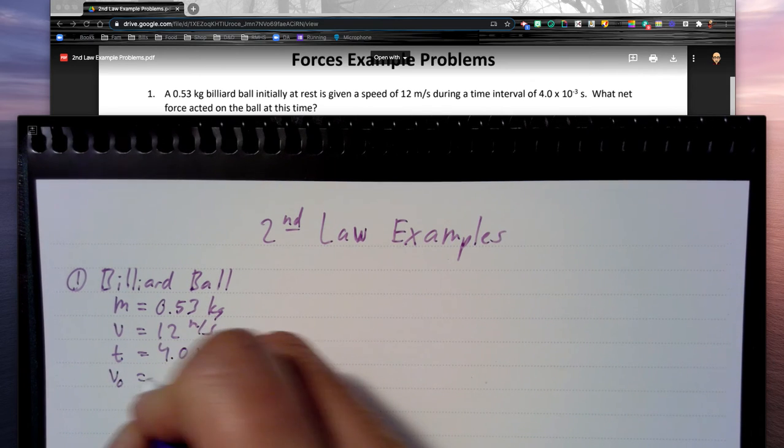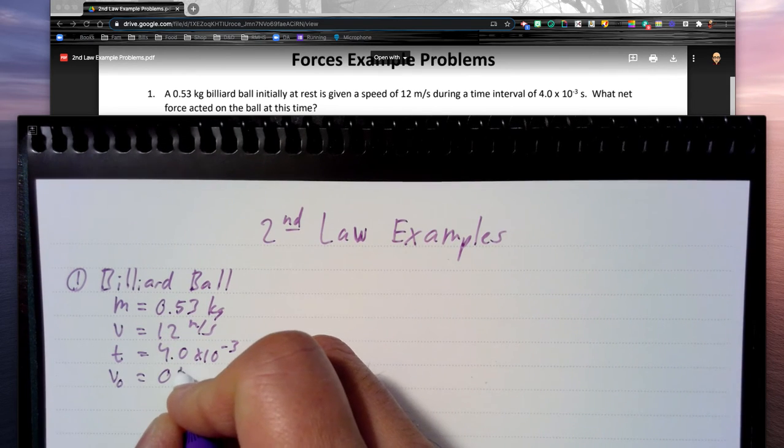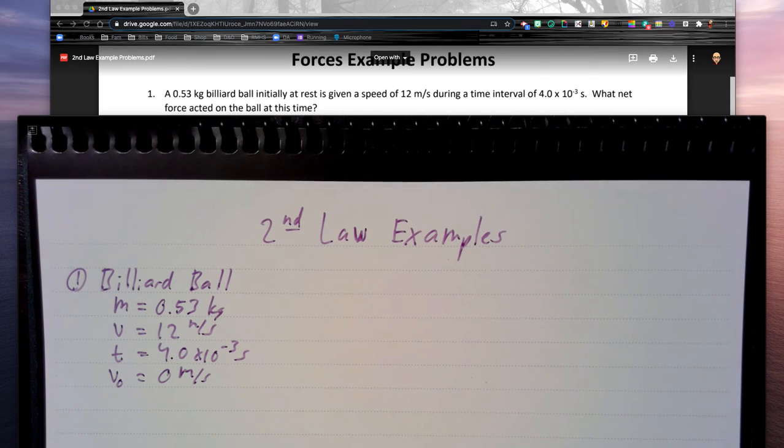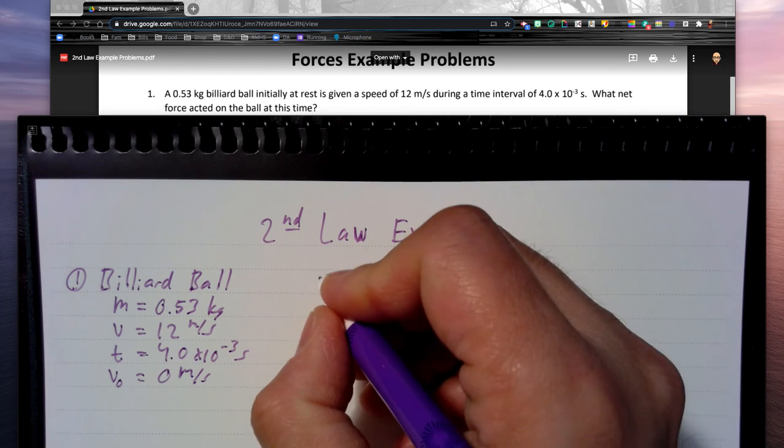This billiard ball is being hit and accelerated because it's at rest and it's given a speed of 12 meters per second over a very small time interval. The question is, what is the net force? To think my way through this problem, the second law is net force equals mass times acceleration. So to get the net force, I need the mass and the acceleration. And these three pieces of data are the things that I need to get the acceleration.